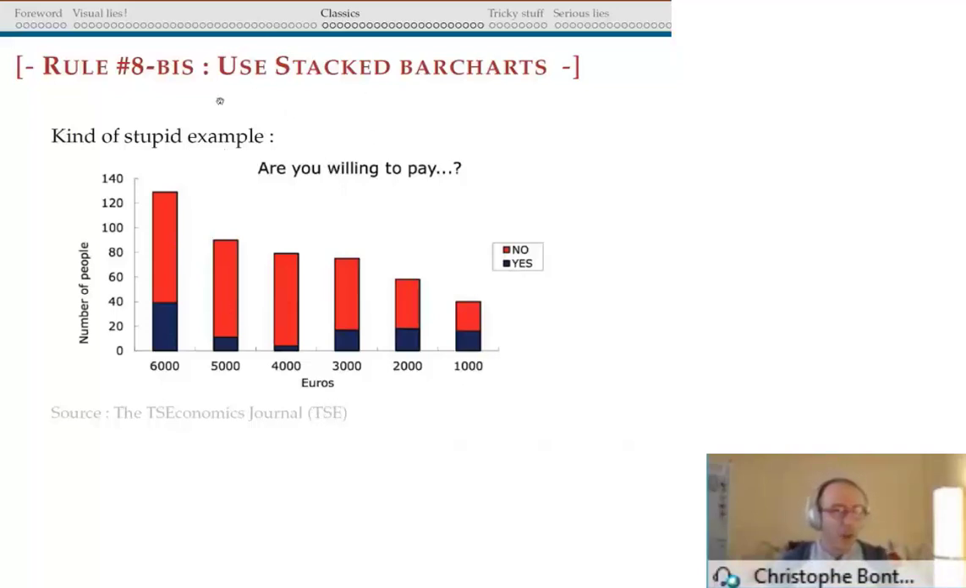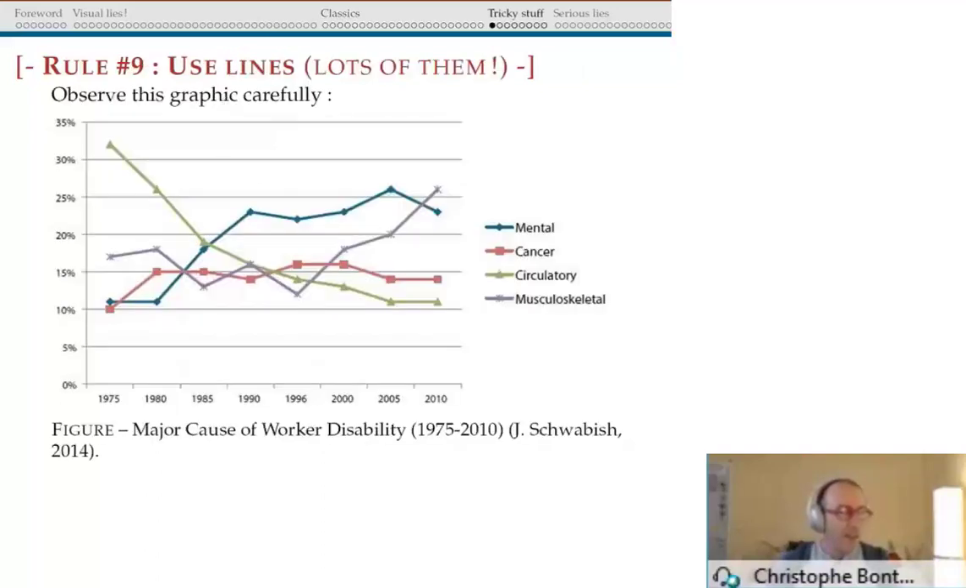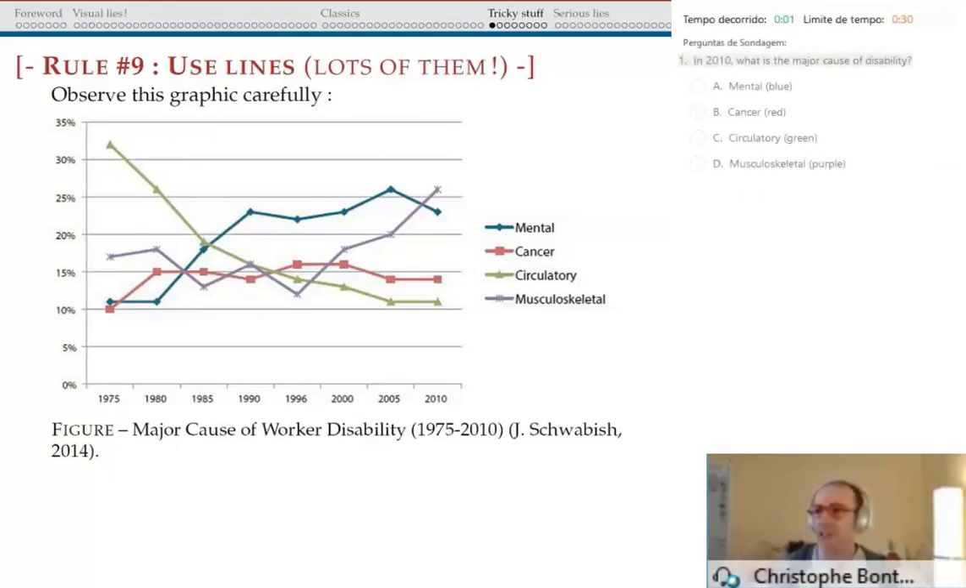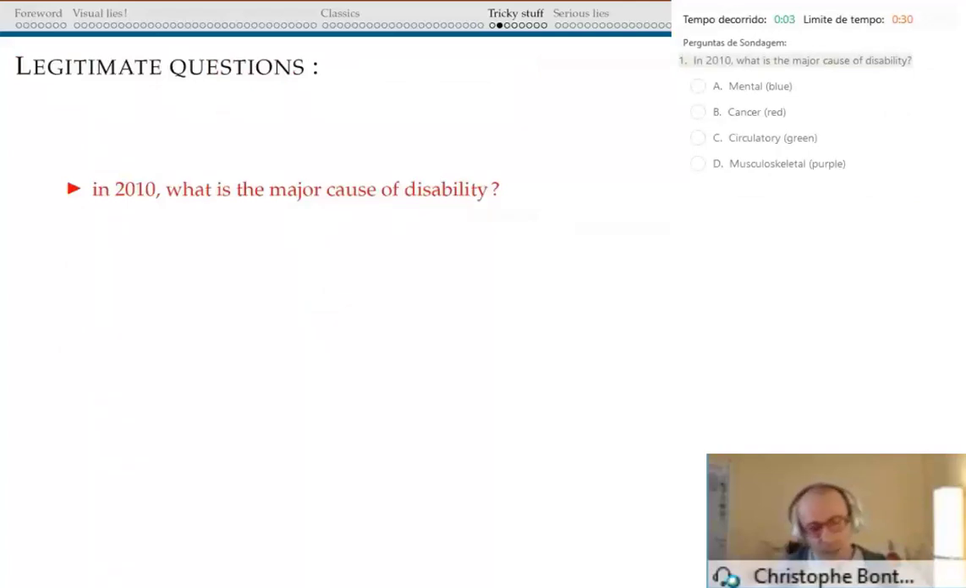Another poll to show you something. I know it's late, you may be tired, but this one, as the next one, are quite important. So I will let you look at this graphic carefully. And now you will send the poll, number 12. What is the major cause of disability? Now you don't see the graphic, but you have seen it.